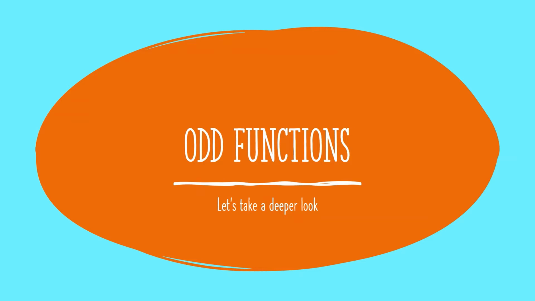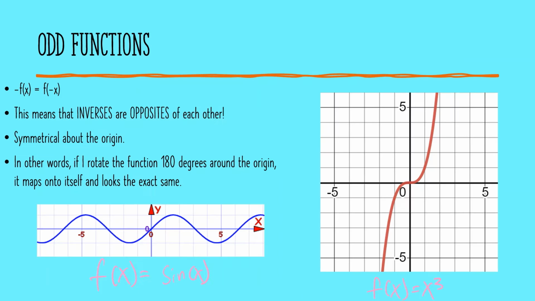Let's take a deeper look at odd functions. Odd functions: negative f of x equals f of negative x. This means that inverses are opposites of each other. They are symmetrical about the origin. In other words, if I rotate the function 180 degrees around the origin, it maps onto itself and it looks the exact same. Let's try this with f of x equals x cubed.